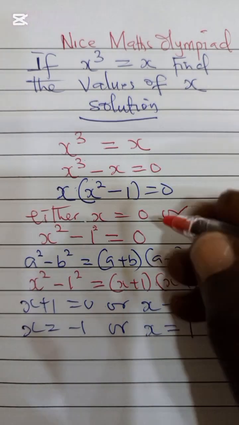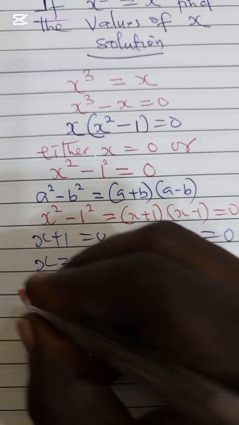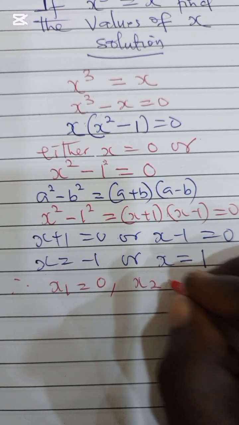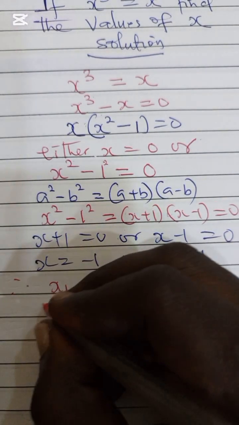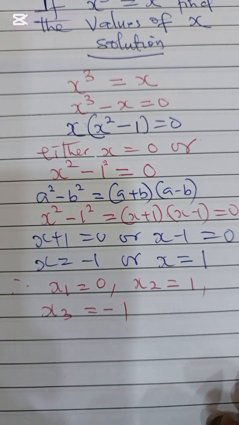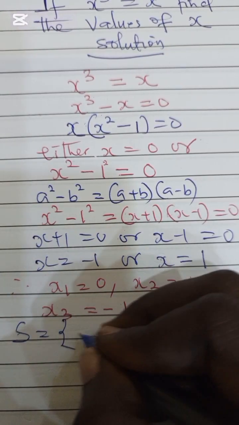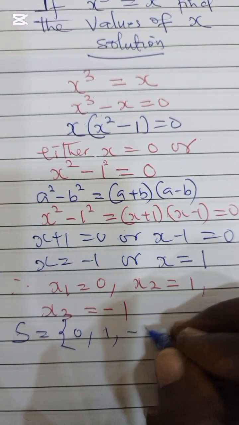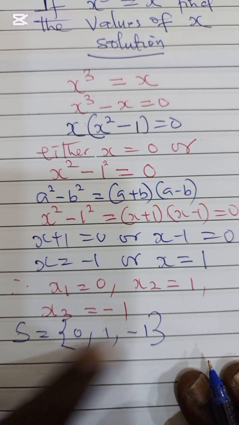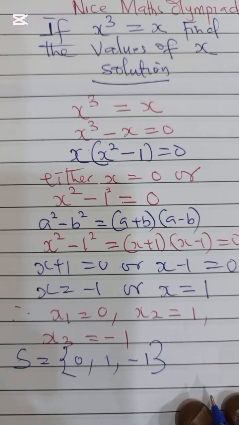So we can deduce, therefore, x1 is 0, x2 is 1, x3 is minus 1. So we are asked to find the values of x. The solutions now will be 0, 1, minus 1. So the solutions are 0, 1, and minus 1. You see that we have three solutions, not only 2 and not 1.